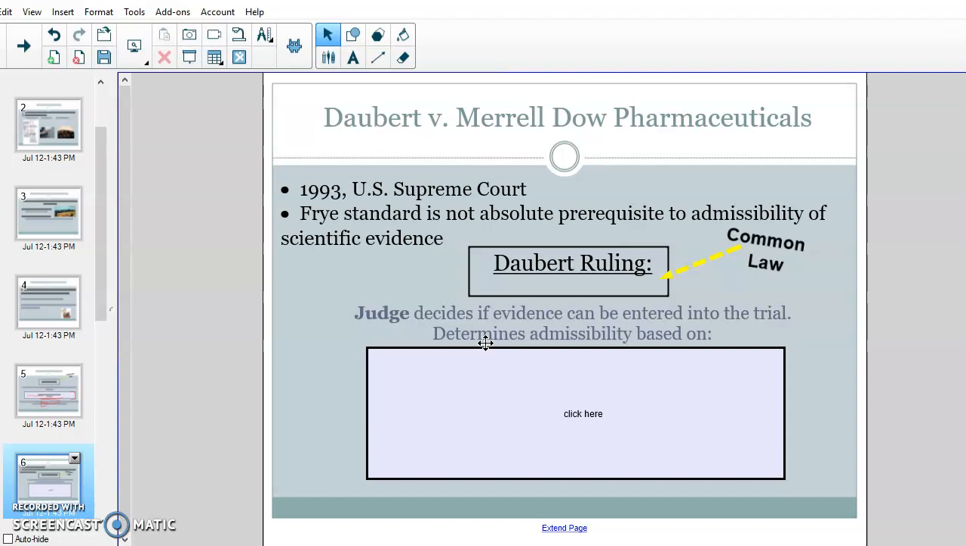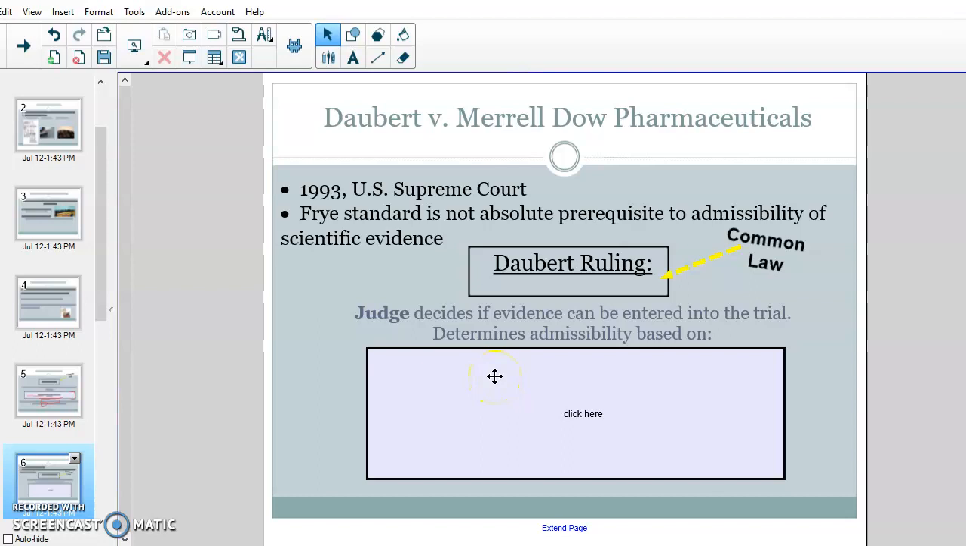And their scientists had run tests, the defense's scientists had run tests, and they were having all sorts of problems deciding if the evidence could be allowed in court based on the testing. So they took it all the way to the Supreme Court and said that the Frye standard should not be the absolute prerequisite, meaning that there had to be other things that they had to take a look at in order for evidence to be allowed.